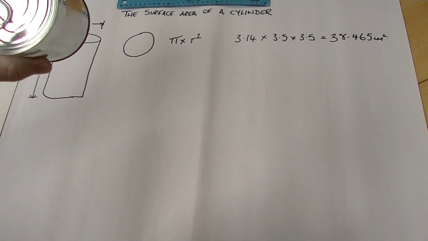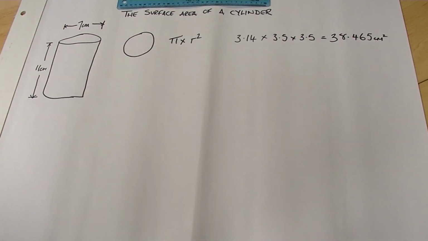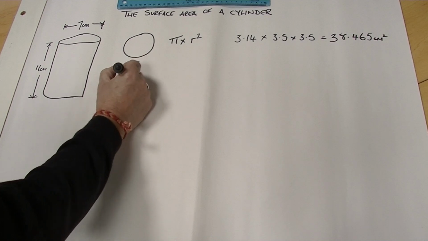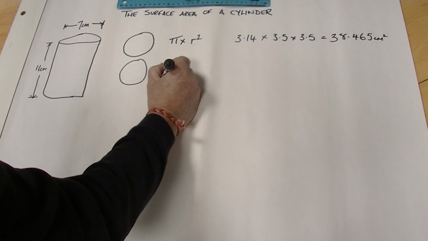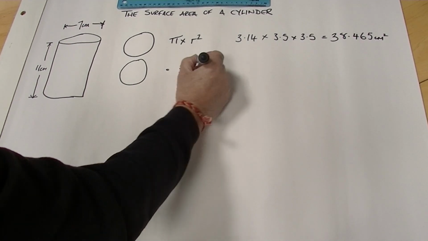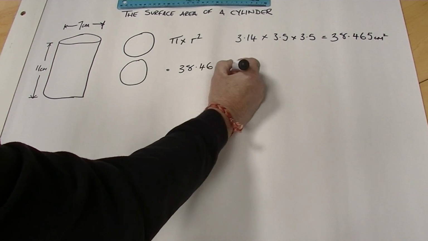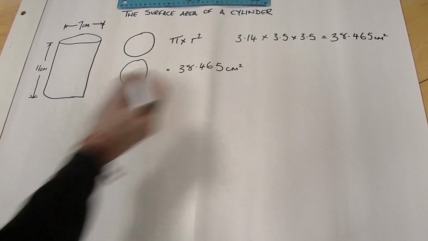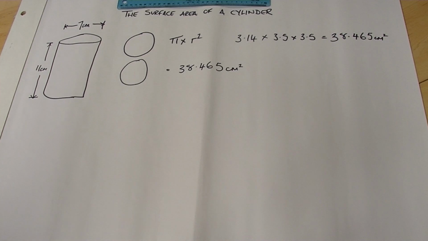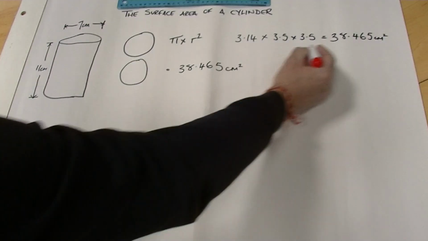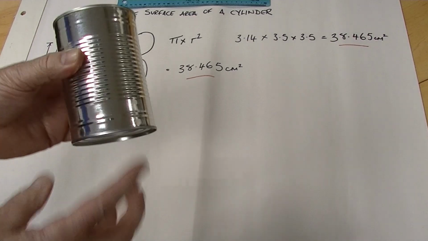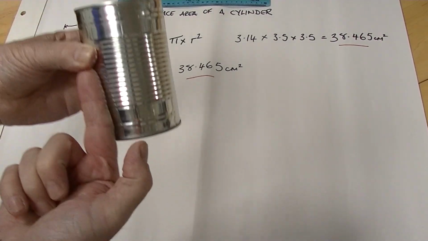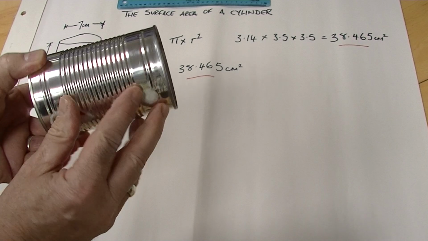We also know that the top of the can is a circle. It's exactly the same size. So now we've got the measurements for the top of the can and the bottom of the can, or the cylinder. What we need to find out now is this part, the actual cylinder itself.